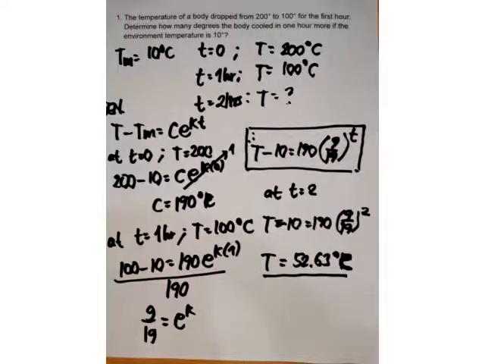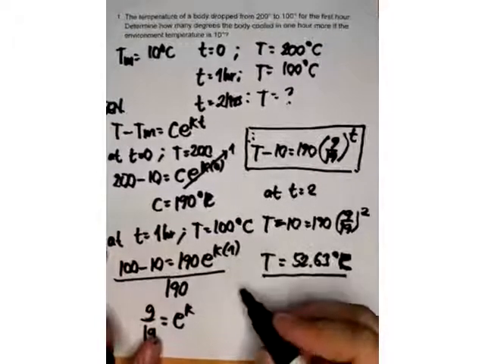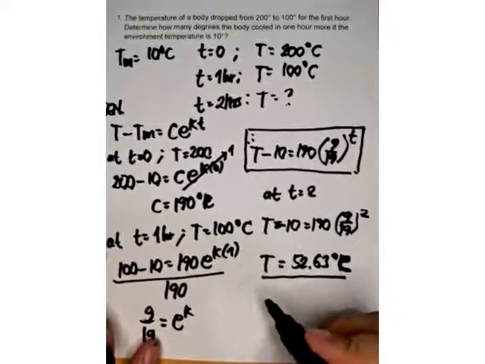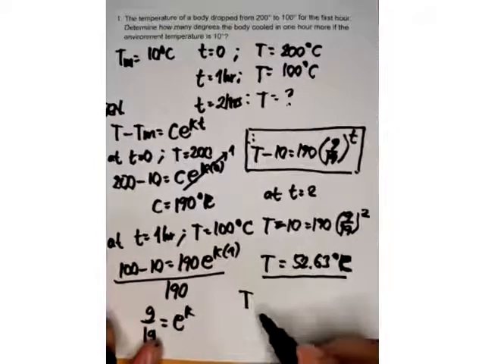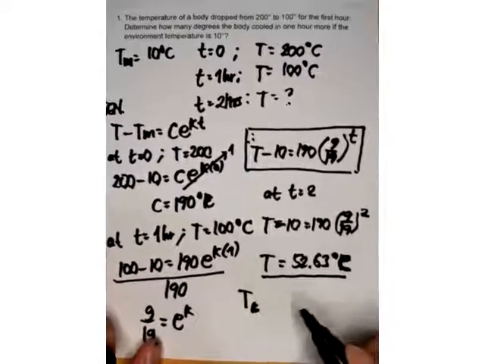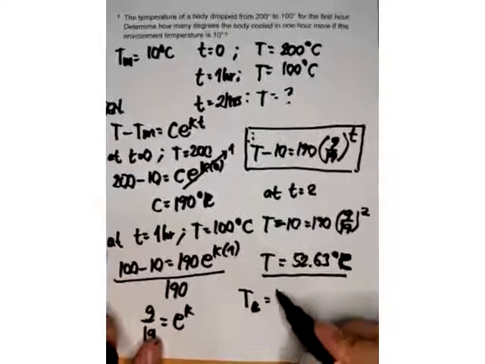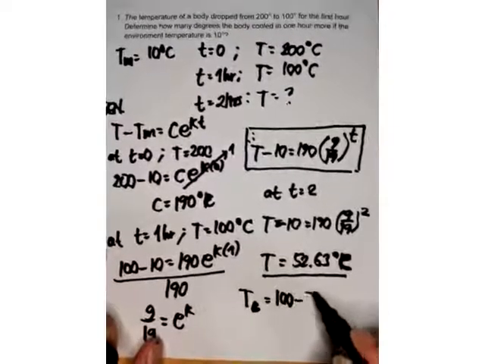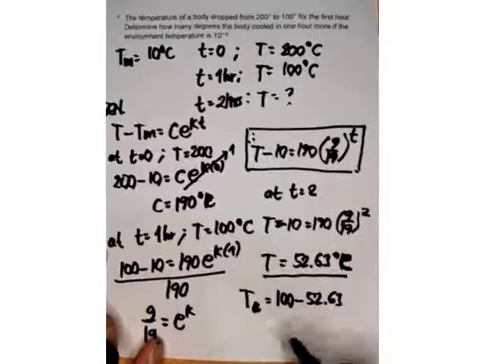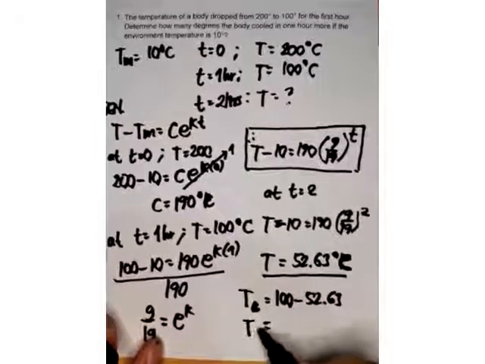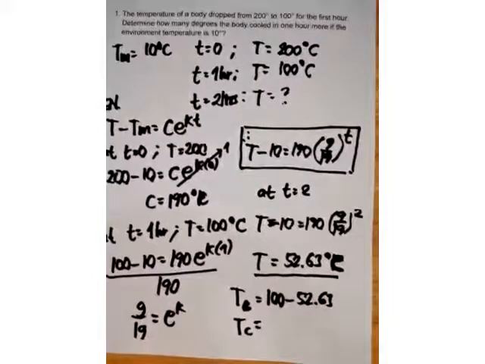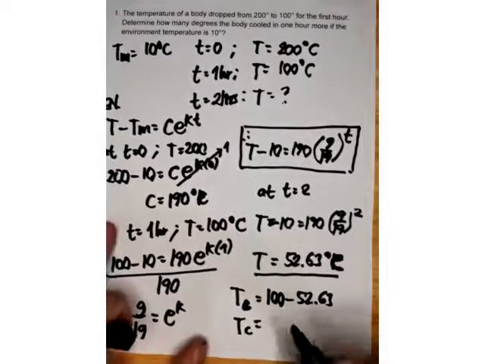So that means our answer is, how do we write it? The temperature cooled is equal to 100 minus 52.63. So what's the answer? It cooled by 47.37.